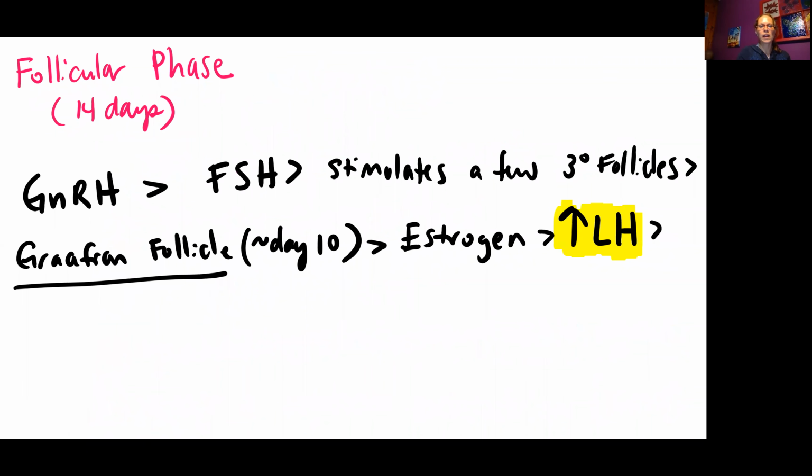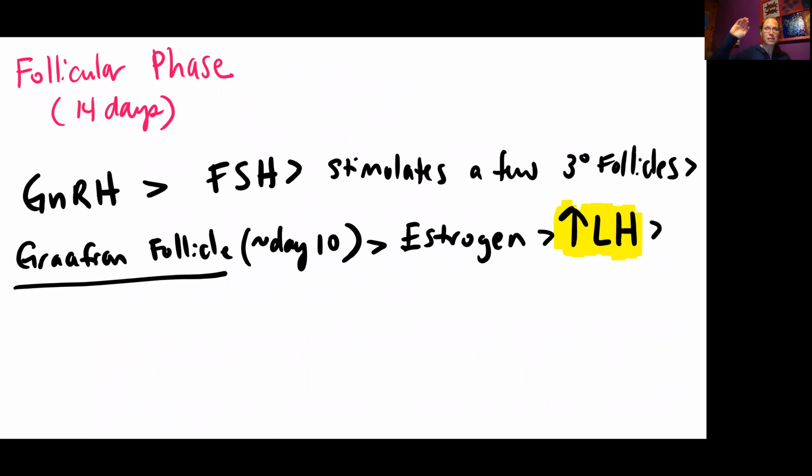Okay, so we have seen a sequence of events where we have our Graafian follicle being produced about day 10, releasing estrogen and inhibin, which I've left off of this slide here. And what we see is the production of estrogen is going to cause a spike in LH. LH, remember, stands for luteinizing hormone, and it's being released by the adenohypophysis.